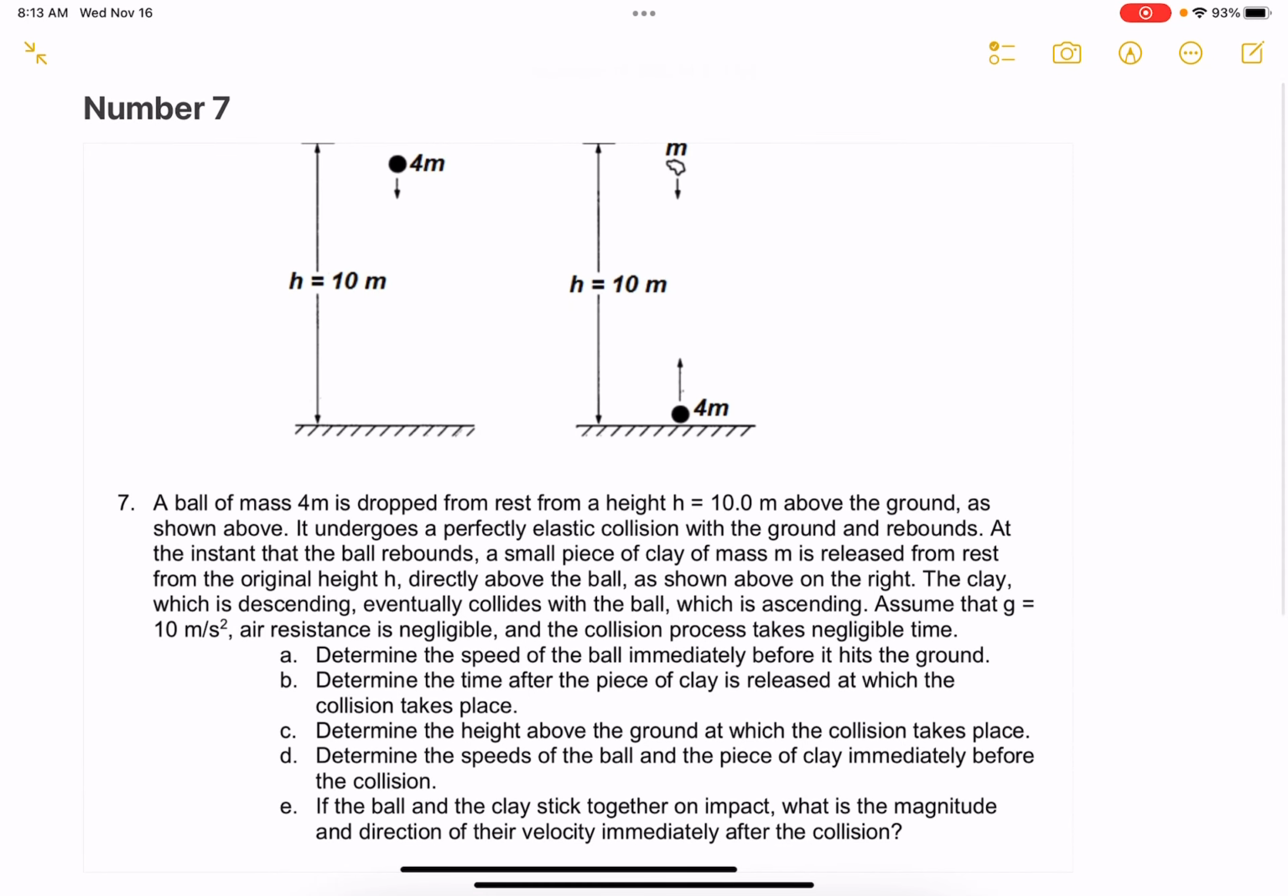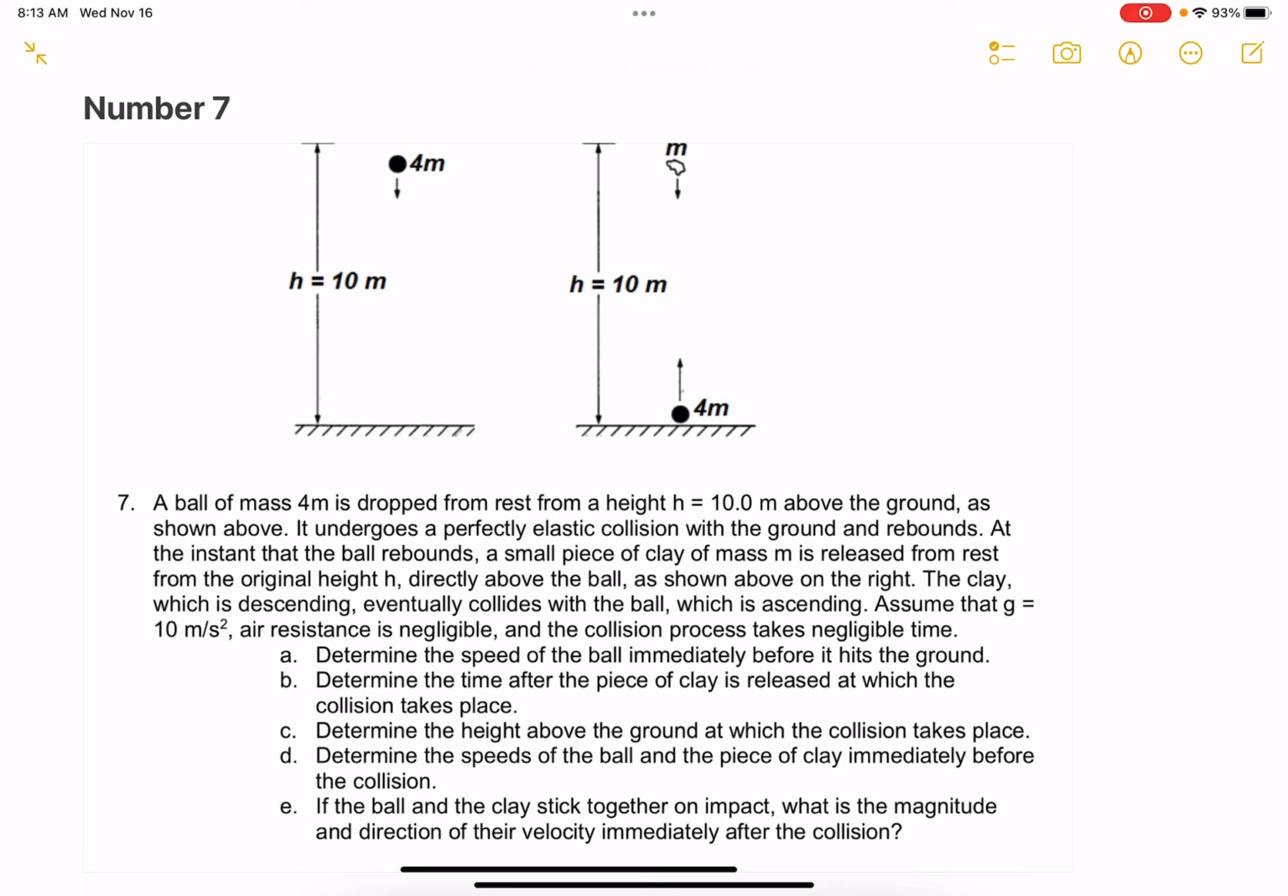Today we're going to look at number 7, okay? So let's go ahead and dive right in. So a ball of mass 4m is dropped from rest from a height of 10 meters above the ground as shown. It undergoes a perfectly elastic collision with the ground and rebounds.